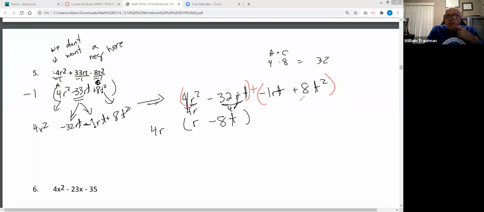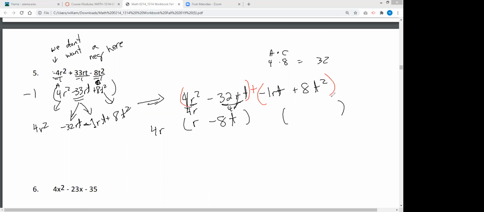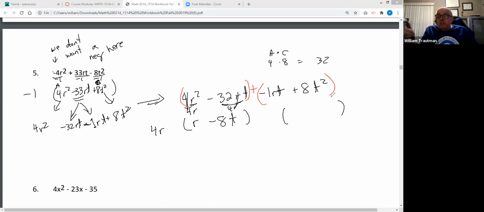Can somebody tell me what we have to do when the third term is negative for factoring out a GCF? Do you remember what I said? When the third term is negative? You have to divide by a negative. Yeah, you have to factor out a negative.